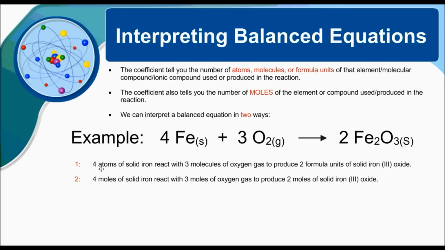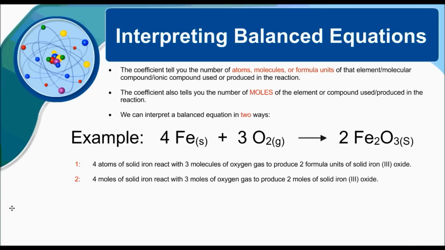The first way says 4 atoms of solid iron react with 3 molecules of oxygen gas to produce 2 formula units of solid iron 3 oxide. So this is the correct way to interpret this chemical reaction. This is kind of the opposite of what we did in the fall. In the fall, I gave you the sentence and I had you write out the reaction. Well, now I'm giving you the reaction and having you write it out as a sentence.